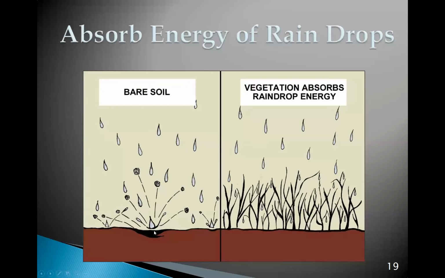So again, with bare soil, we get that splash erosion you see here, but with grass or some other vegetation on the ground, the water drops will hit that leaf. It'll slow it down and actually just lets it run down the stem, and then it gently flows onto the ground and stops that splash erosion.